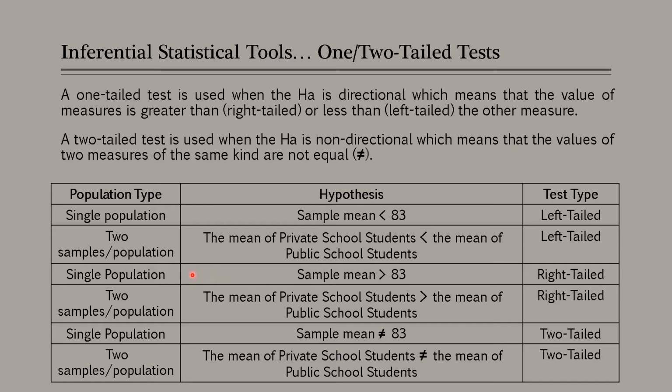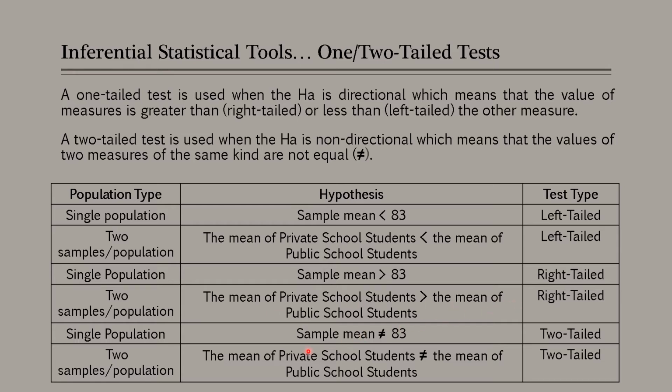If the population type is a single population and the hypothesis states that the sample mean is greater than 83, then the test type would be right-tailed. Where there are two samples or populations and the hypothesis states that the mean of private school students is greater than the mean of public school students, then the test type would be right-tailed.